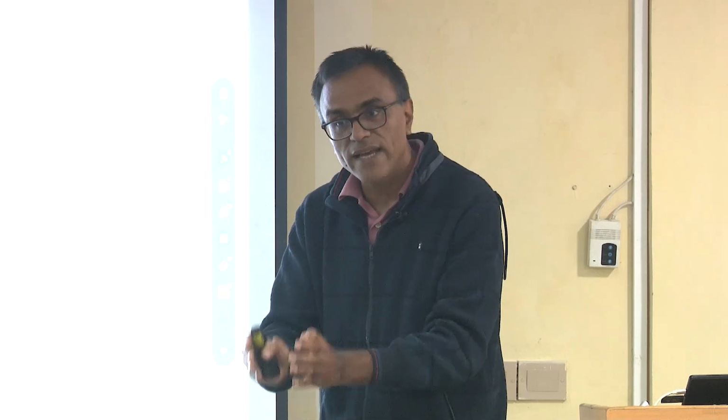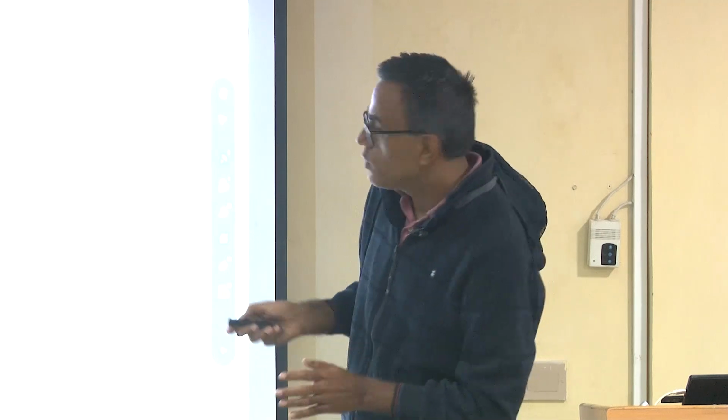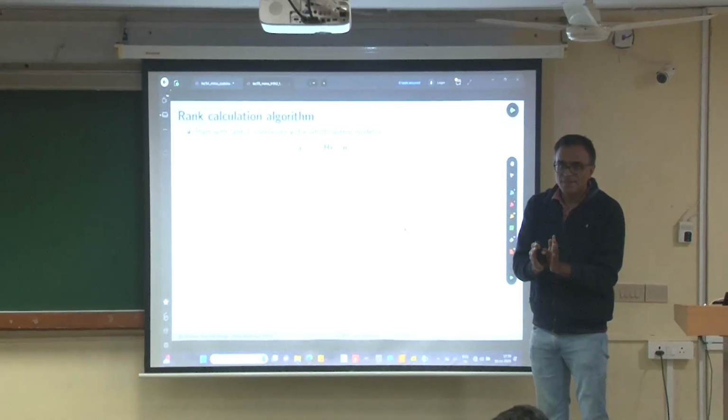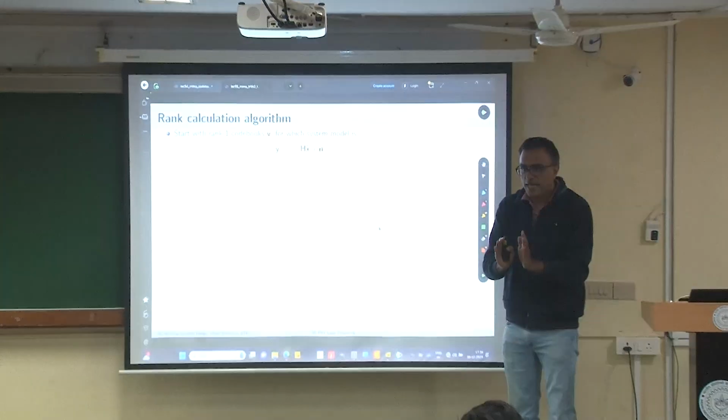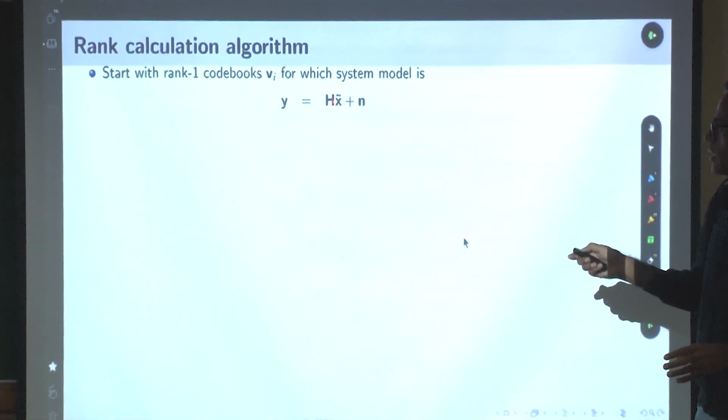If the rank is 1, the user will begin with the rank 1 codebook. And how many codebook entries are there? 4 codebook entries in that codebook. So it starts with the rank 1 codebook Vi, for which the system model, what will it be? Look at it now. The channel is H only. The channel is 2x2. The channel has not changed. The channel is only 2x2.